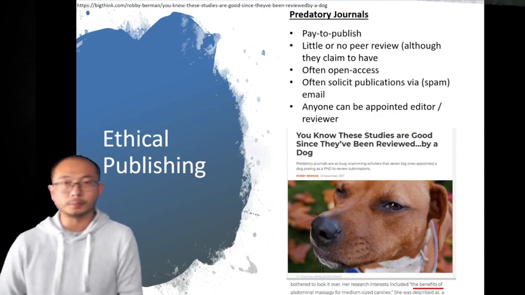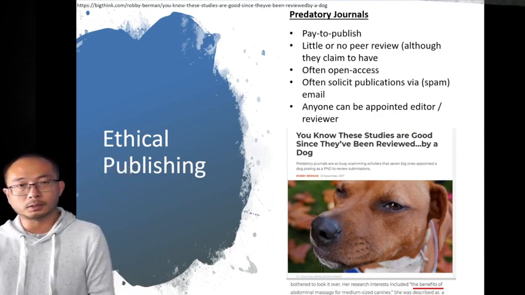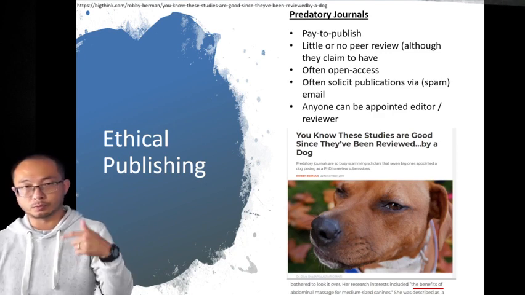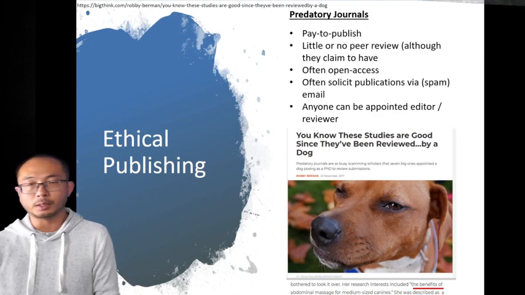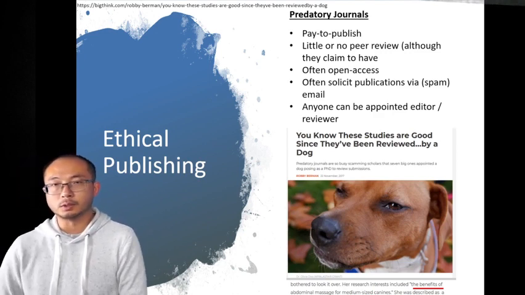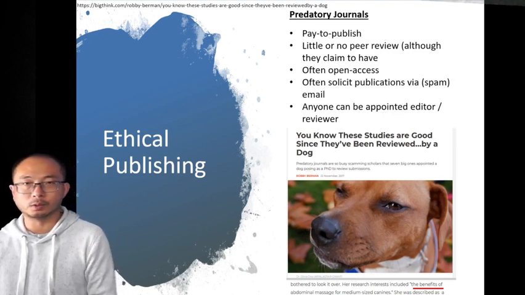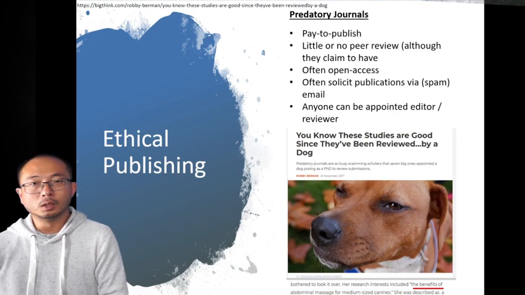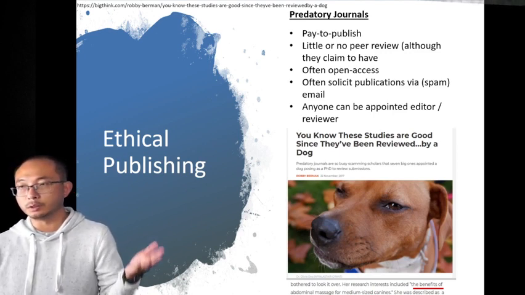They don't really have a peer review. They claim to have, but they don't. They're often open access. Anyone can access the articles, which they say means there will be wide readership and a high level of citations. They often solicit publications via spam email, so we get it in our ANU email all the time. You probably do. And anyone can be appointed an editor or a reviewer, including a dog.